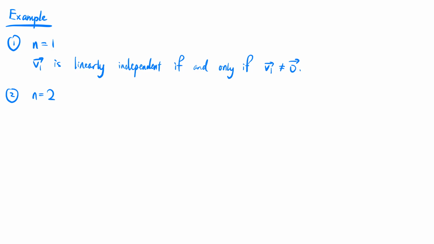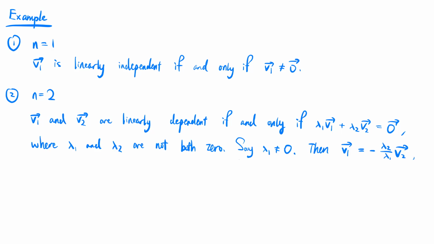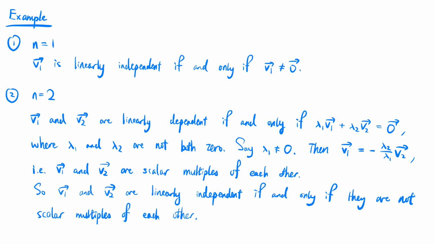When there are two vectors, say v1 and v2, they are linearly dependent if and only if lambda1 v1 plus lambda2 v2 equals the 0 vector, where lambda1 and lambda2 are not both 0. Say lambda1 is not 0, then v1 equals negative lambda2 over lambda1 times v2. In other words, v1 and v2 are scalar multiples of each other. So, v1 and v2 are linearly independent if and only if they are not scalar multiples of each other.